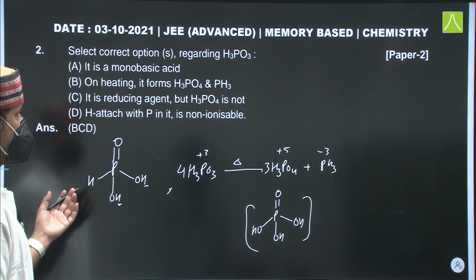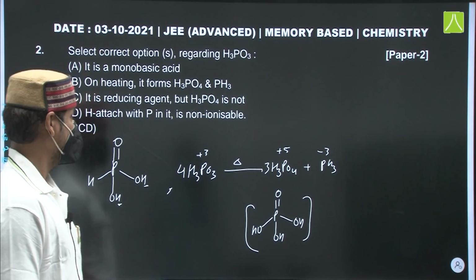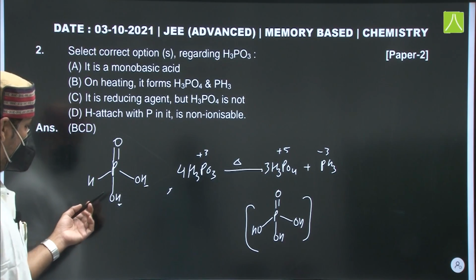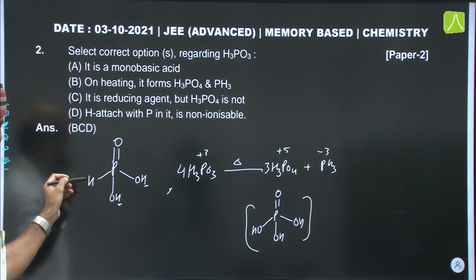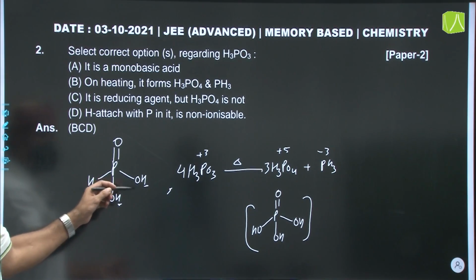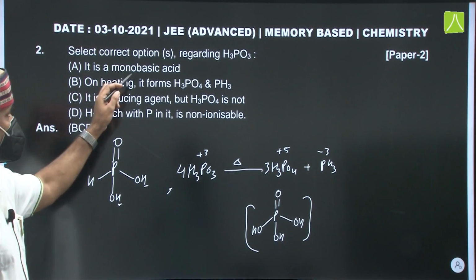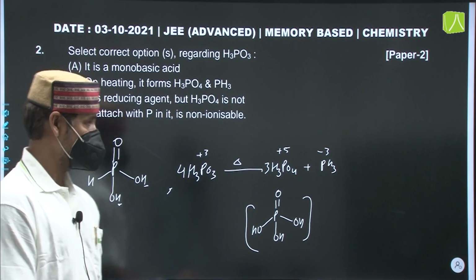Select the correct option regarding H3PO3. H3PO3 is phosphorus acid. We can see the structure of phosphorus acid. Phosphorus has 1 hydrogen directly attached to the phosphorus and 2 hydrogens that are ionizable. So is it monobasic? No, it is dibasic actually. Oxygen can give its hydrogen as a proton.